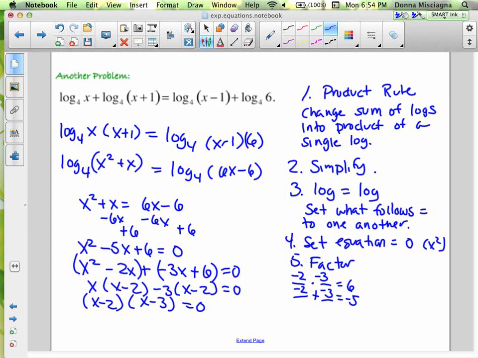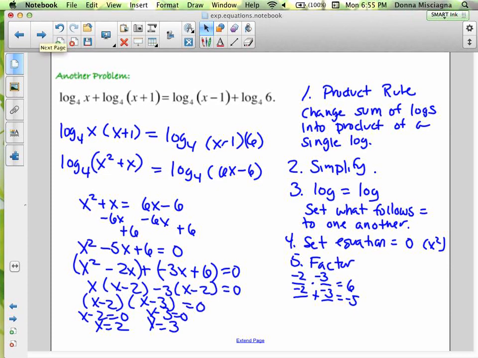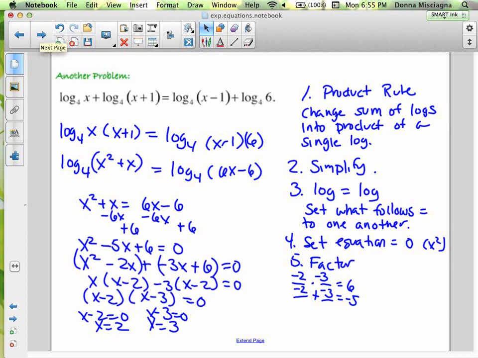We'll just set those both equal to 0. I need to write smaller. So we have x minus 2 equals 0. X is 2. X minus 3 equals 0. X is 3. There's our two solutions. We do have to check them both to see if either works, both work, or none work.